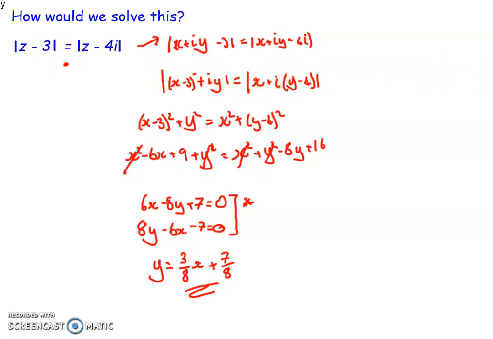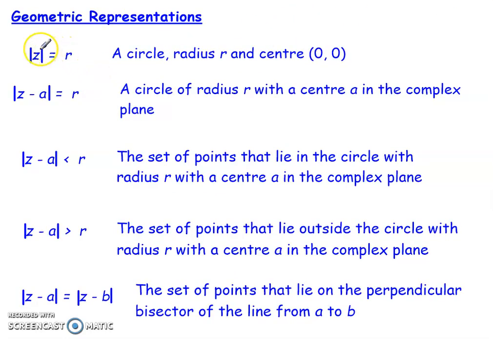So thinking of it, there's a few set formats and we can instantly look at them and say, right, this is the kind of shape it's going to represent, or this is a set of numbers that are going to satisfy the equation I want. If we have something written as the modulus of z equals r, that's going to be a circle with a radius of r and a centre at 0, 0. If we've got the modulus of z minus a equals r, that's a circle of radius r, but it's got a centre at a in the complex plane, so we've shifted the centre slightly.